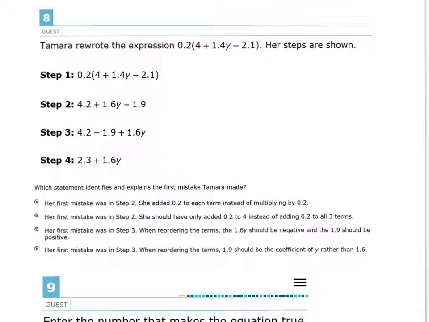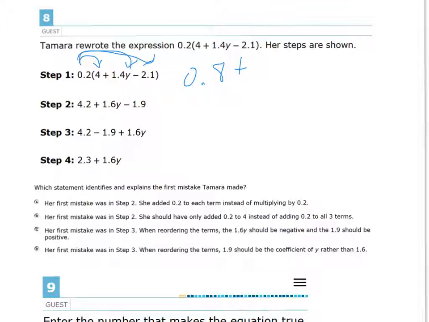Now, for letter A, her first mistake was in step 2. Well, if you look at it, she is using the distributive property. So you're supposed to multiply 0.2 times 4. In order to do that, all we have to do is multiply each term by the 0.2. So in this case, 0.2 times 4 gives us 0.8.